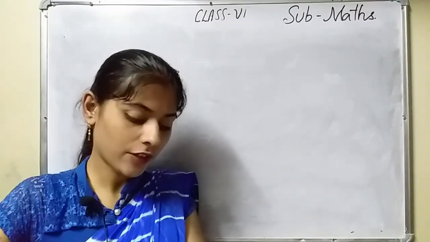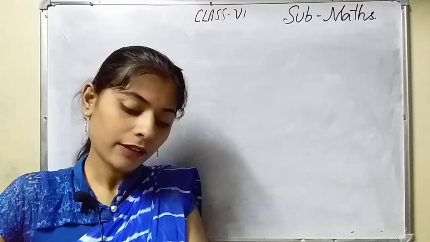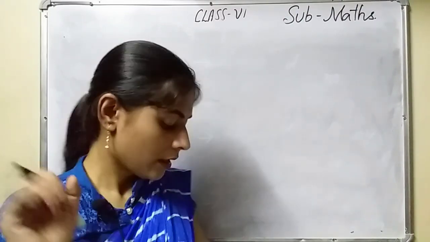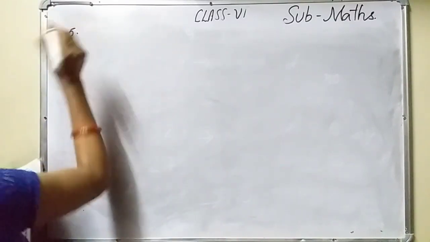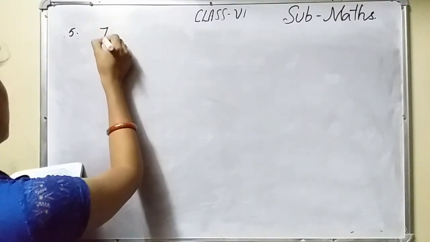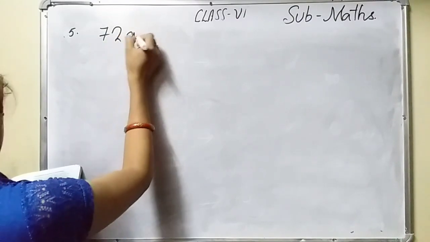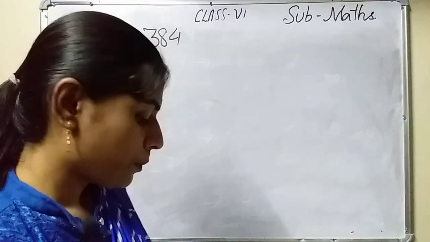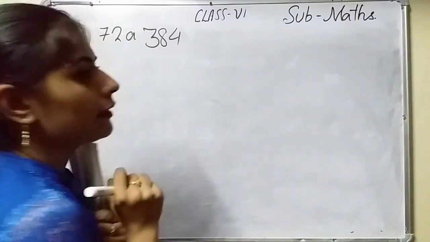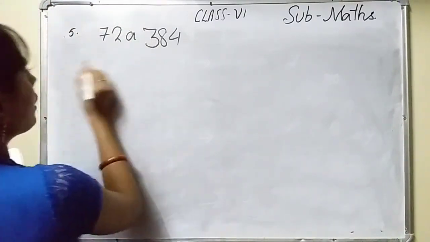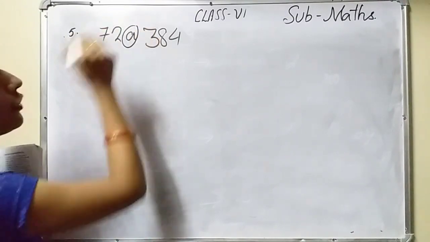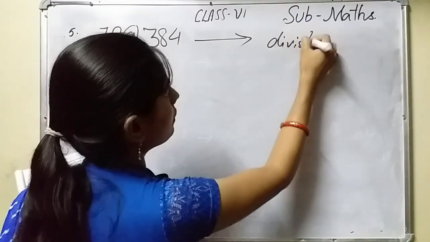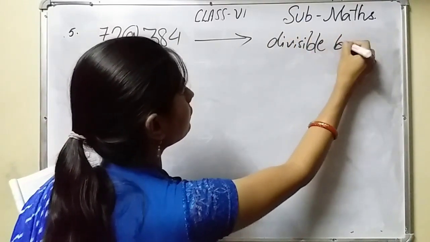Okay, now see question number 5. 72A384 is a number in which one of the digits is A. The number is exactly divisible by 9. What is the numerical value of A? The number given to you is 72A384. The number should be divisible by 9. So how to find whether the number is divisible by 9 or not? First of all, get the value of A.